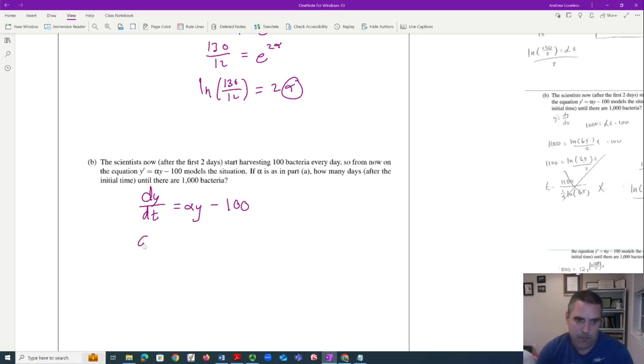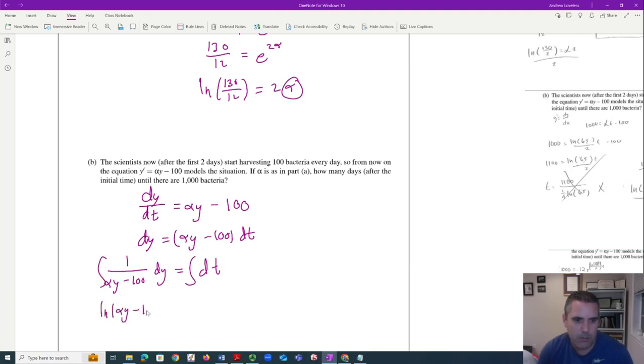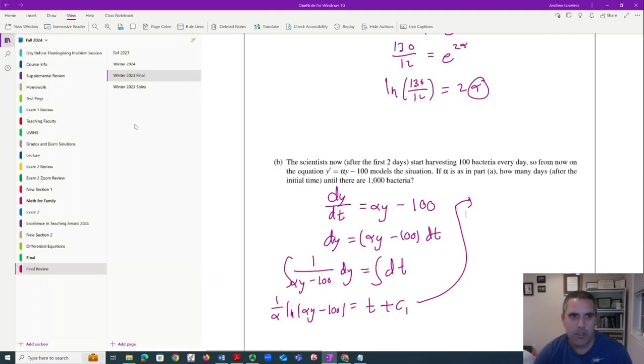So we need to separate. So there's a situation, yeah, there's kind of a different story, but you just separate and solve. That's true of most of the application problems. So the truth is there's not a lot of setup. This is going to be the log of alpha y minus 100. You have to remember to divide by, 1 over alpha, t plus c1. And then the rest is this housecleaning. And at the end, you're going to find when it equals 1,000.